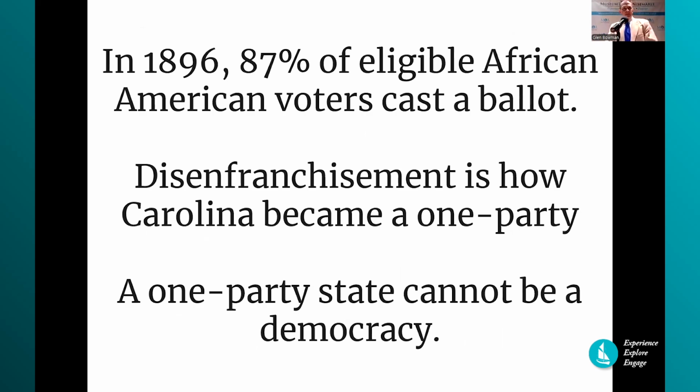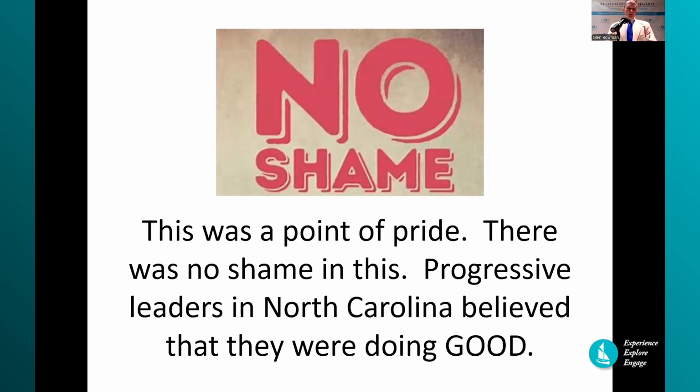In 1896, this is a stunning figure, 87% of eligible Black voters cast a ballot. That is pretty good turnout. Of course, that went down to almost nothing. Disenfranchisement is how North Carolina became a one-party state. And obviously, a one-party state can't be a democracy, even if it's run by the Democratic Party.